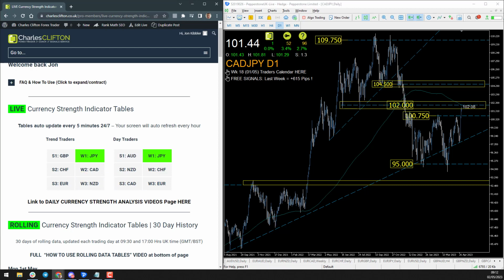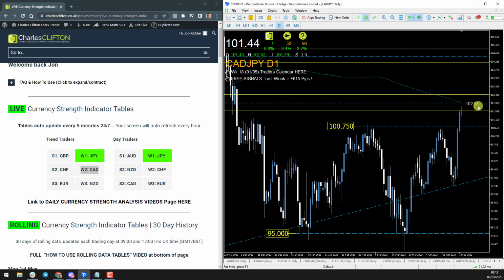So in theory, what we want to see is either CAD sort of come from the W2 side over to the trend trader side of things. If it does, then that's going to be a catalyst to start looking for CAD yen longs. We've got the 102 running through here. Price is approaching that 102 level, and it looks to be slightly rejecting it at the moment. And you can see the 200 daily moving averages running through there as well.